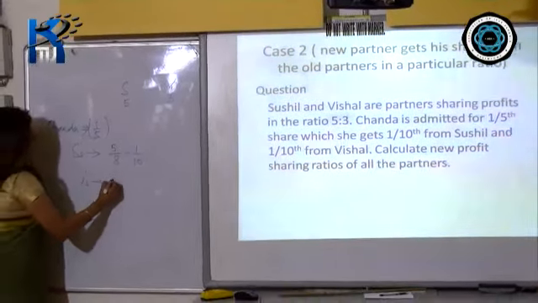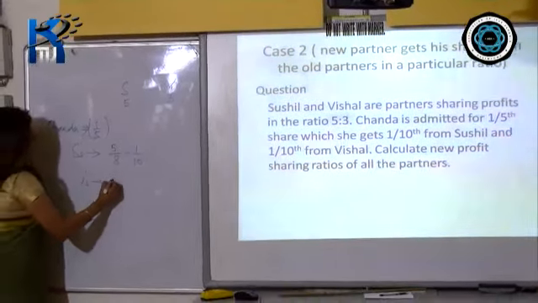And what about Chanda? Chanda got 1/10 from Sushil and 1/10 from Vishal. That means the total share that Chanda got was 2 by 10. Now, the new ratio is 21 by 40 is to 11 by 40 is to 2 by 10. So again, we make this as 40. In order to make it 40, we have to multiply the numerator as well as the denominator by 4. So the new ratio will be 21 is to 11 is to 8. So this is the new ratio of the partners.